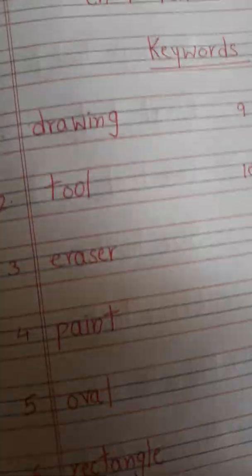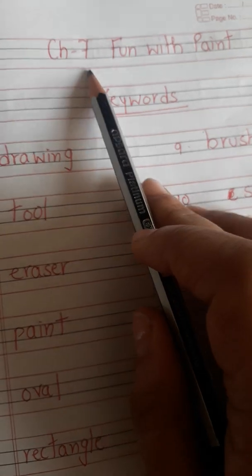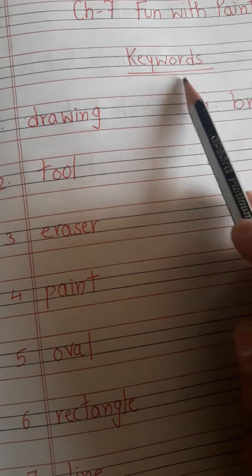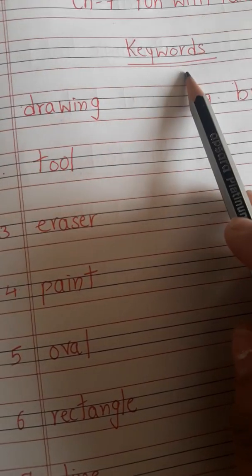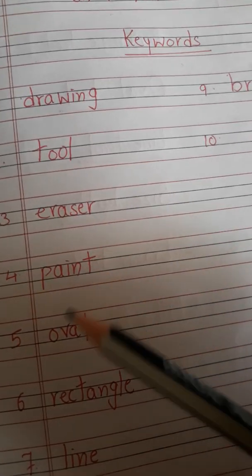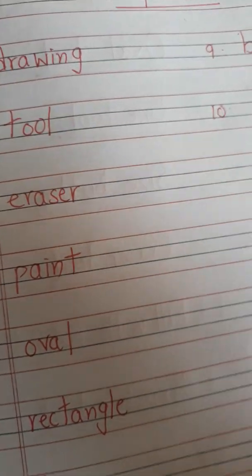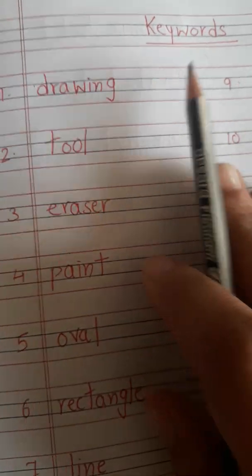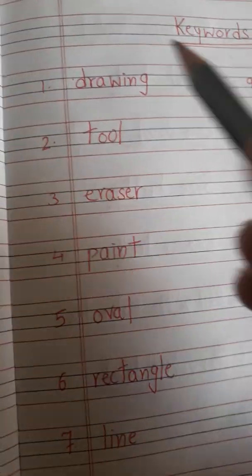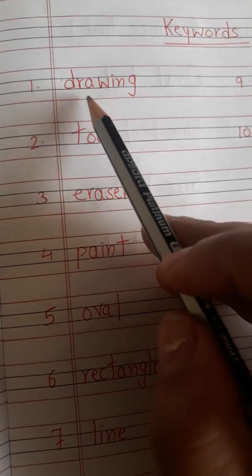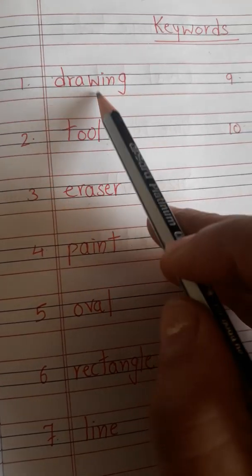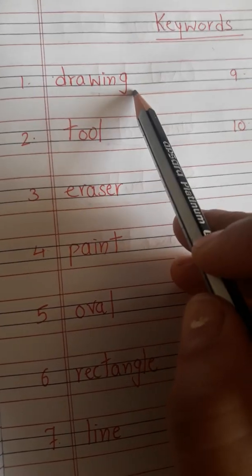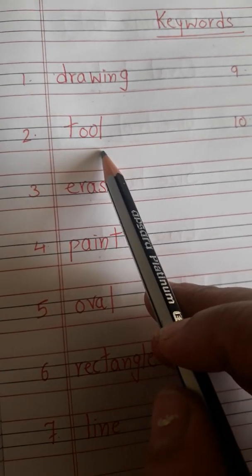First of all, you have to write the heading at the top, Chapter 7, Fun with Paint, and we'll do a few keywords related to this chapter. Keywords will help you answer questions, even in reading and understanding the question, right? So you really need to write down and learn these keywords. Number 1 is drawing, D-R-A-W-I-N-G, draw-ing. You can learn it, right? Tool, very easy.